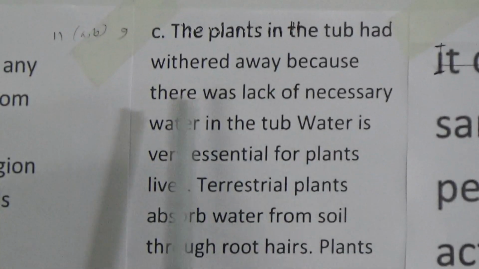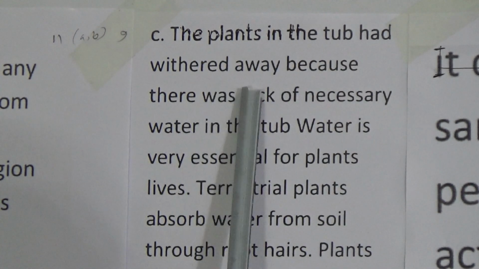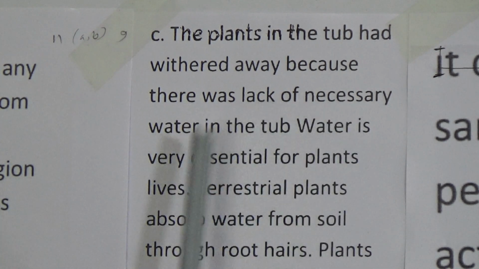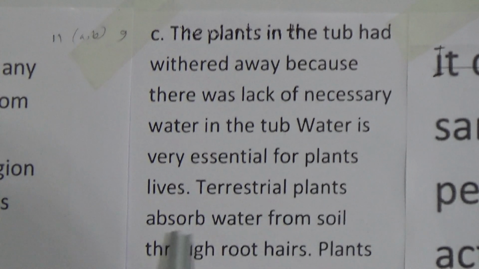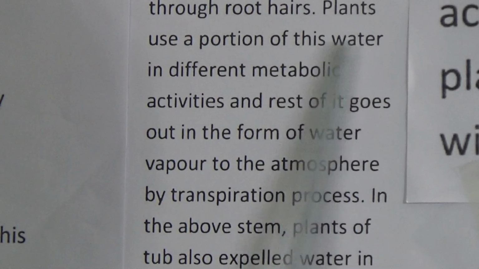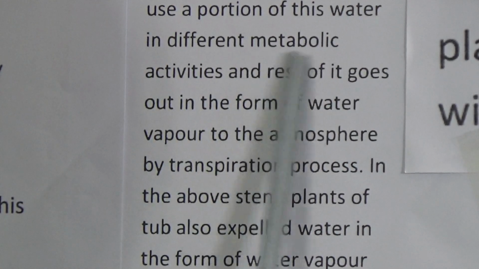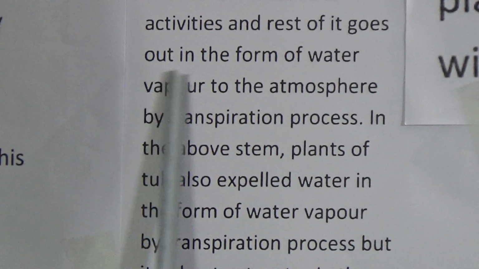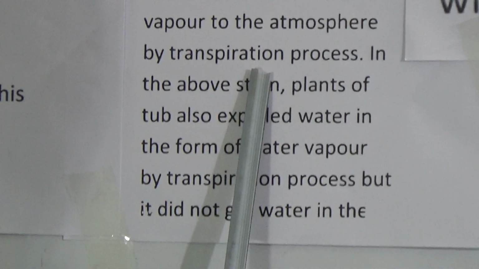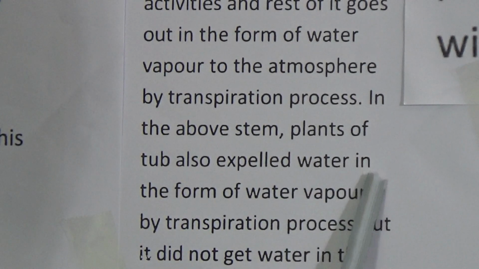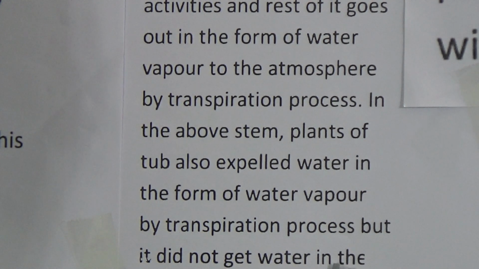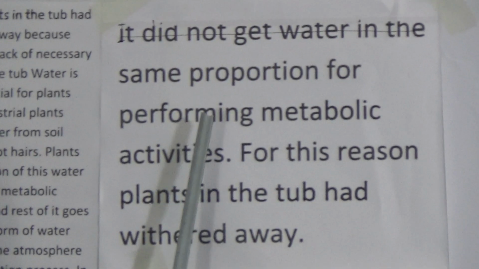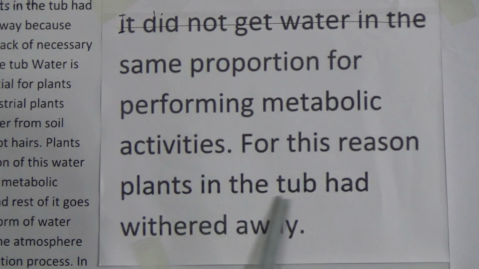My dear students, now come to question number C. Why did the plants of the tub wither away? Explain. The plants in the tub had withered away because there was lack of necessary water in the tub. Water is very essential for plants' lives. Terrestrial plants absorb water from soil through root hairs. Plants use a portion of this water in different metabolic activities, and the rest of it goes out in the form of water vapor to the atmosphere by transpiration process. In the above case, plants of the tub also expelled water in the form of water vapor by transpiration process, but it did not get water in the same proportion for performing metabolic activities. For this reason, plants in the tub had withered away.